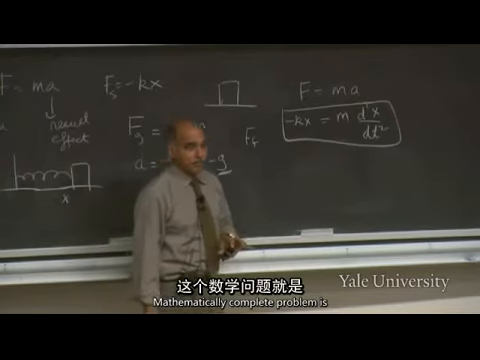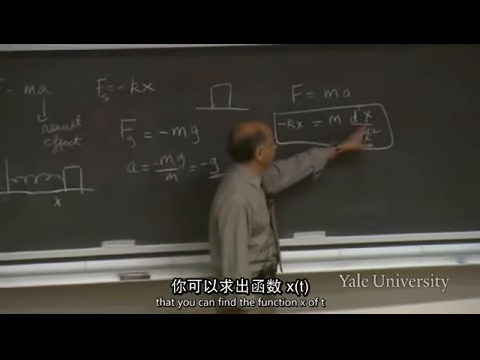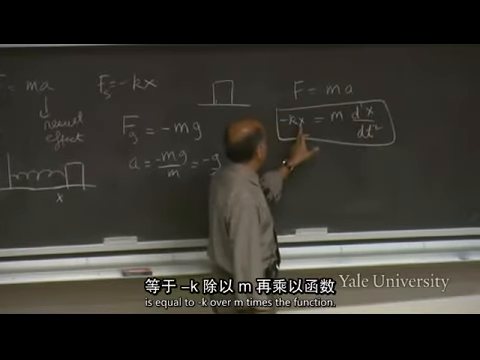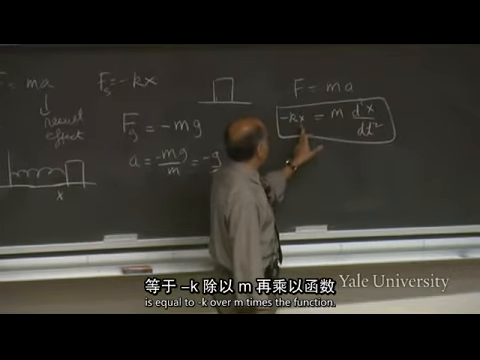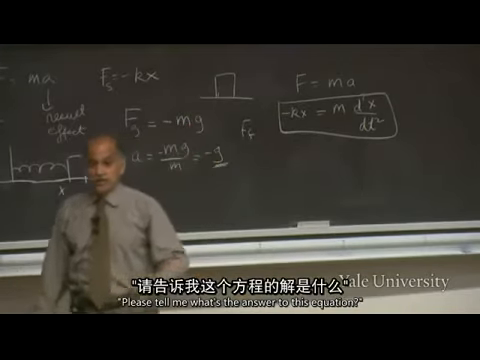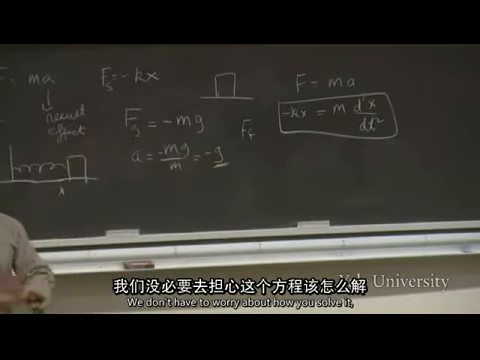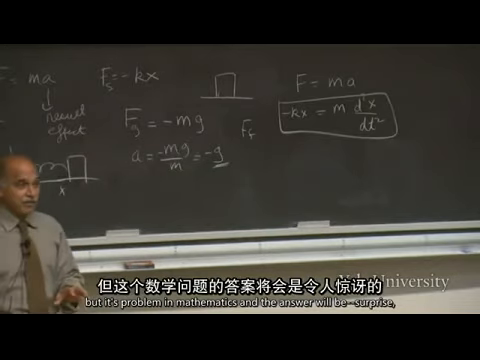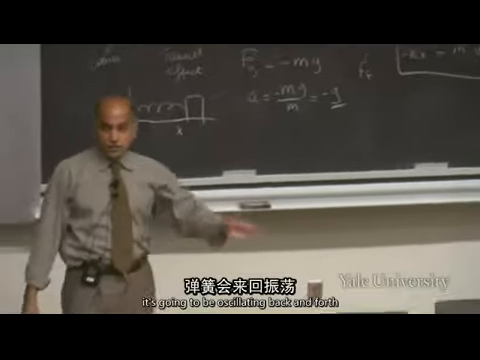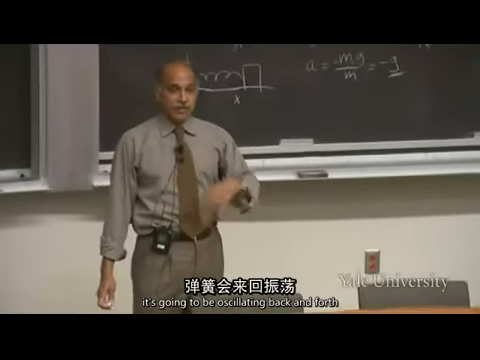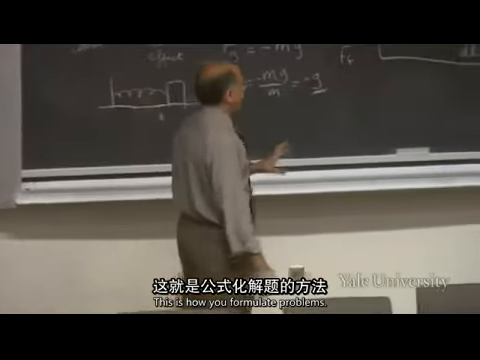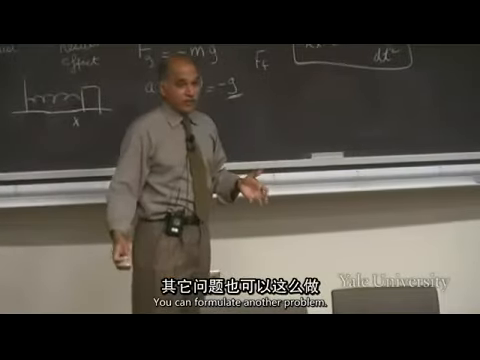The mathematically complete problem is that you can find the function x of t by saying that the second derivative of the function is equal to minus k over m times the function. Then you go to the math department and say, please tell me what's the answer to this equation. We don't have to worry about how you solve it, but it's a problem in mathematics, and the answer will be, surprise, it's going to be oscillating back and forth, and that will come out of the wash. But this is how you formulate problems. You can formulate another problem.